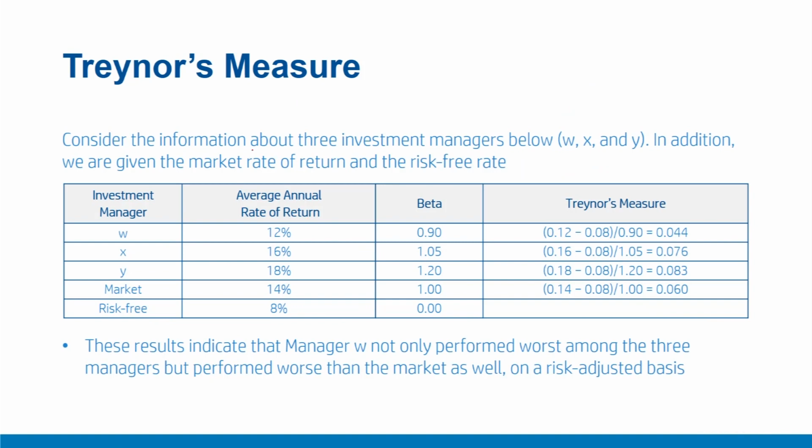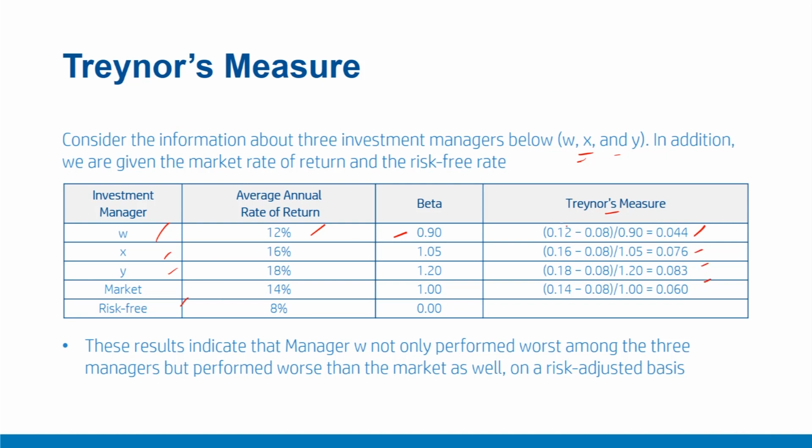Let's understand this through a simple example. Consider three managers, W, X, and Y, and their performances shown here in the form of average annual returns and the beta of their portfolios, W, X, Y, and the market. We can compute Treynor's measure for them. Here, Treynor's measure for W, X, Y, and the market are computed.